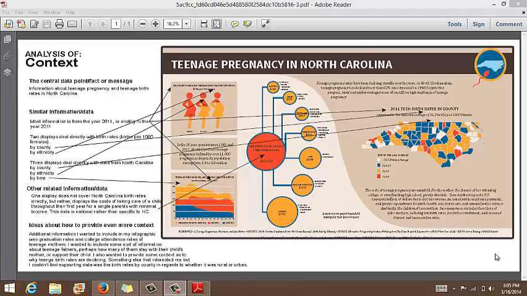Okay, I'm going to go over the unity and variety, visual hierarchy, and encoding of my infographic. So first, context. The central message of my infographic is information about teenage pregnancy in North Carolina.